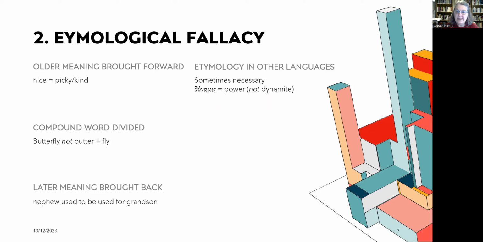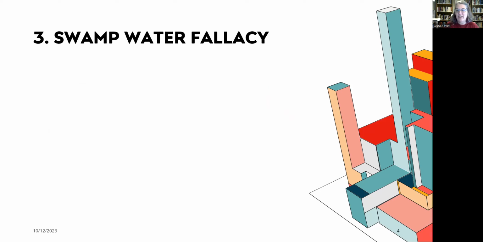Okay, next fallacy is the swamp water fallacy. I don't know if you know what swamp water is. My kids used to love to do this. It's when you go to a fast food restaurant where you're going to help yourself to pop, and the kids always wanted to make swamp water, which meant take their cup and go get some Coke, get some root beer, get some orange pop, whatever else, lemonade, mix it all up, and they called that swamp water.